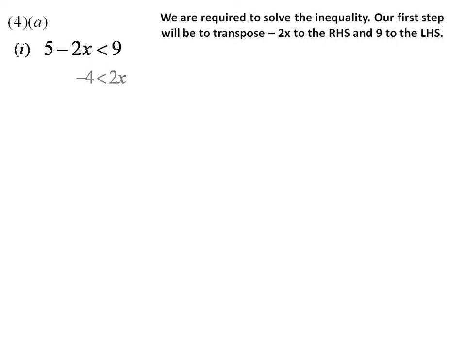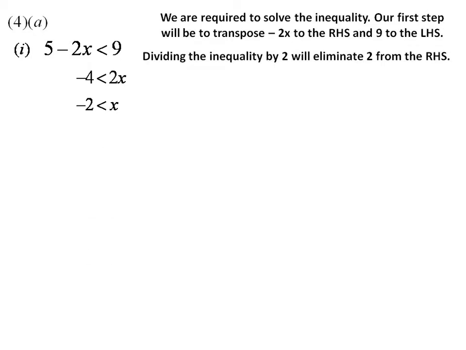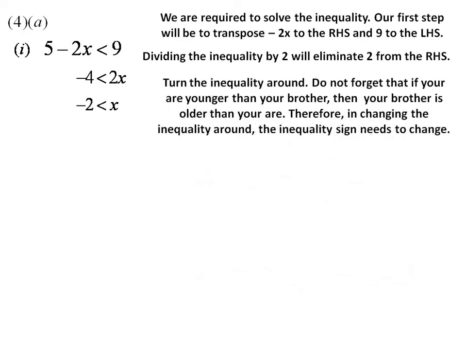Then we divide by 2. Of course, we have 5 minus 9, that is negative 4, that we will divide by 2 in the next step. Dividing the inequality by 2 will eliminate 2 from the right hand side, and on the left hand side we have negative 4 divided by 2 is negative 2. Turn the inequality around.